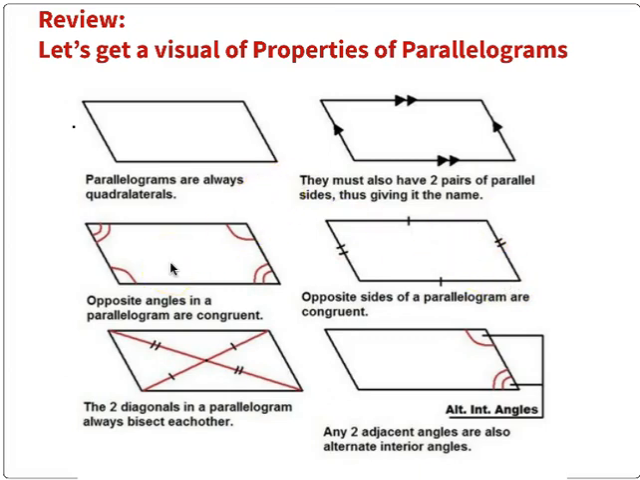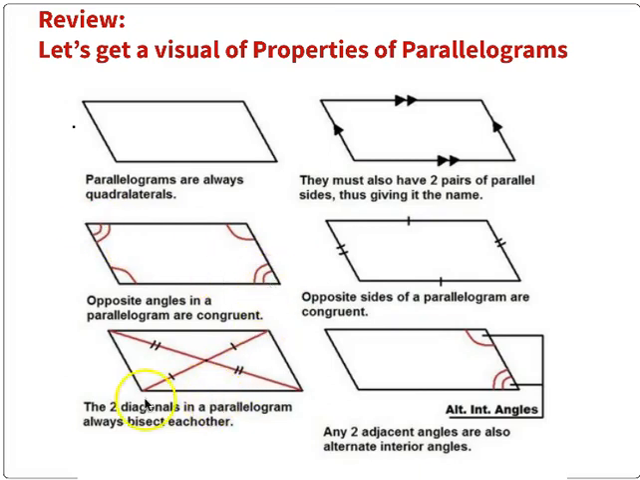What about angles? What did we learn about angles of parallelograms? Opposite angles are going to be congruent. So if we have a parallelogram, the opposite angles will be congruent. Note there's one arc here and one arc here. That means these 2 angles are congruent. This angle has 2 arcs. That means these 2 would not have the same measurement, but any angle that also has 2 arcs would be congruent.